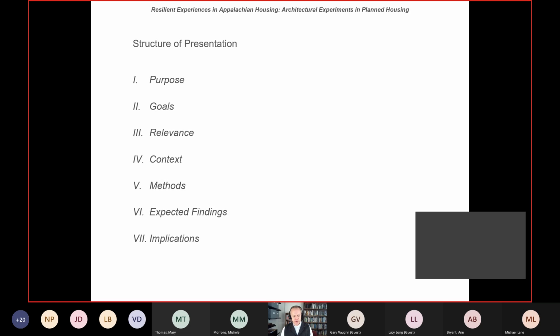So this is the structure of the presentation, and it's basically how to frame future work. I want to begin with the purpose and the goals of the work, and then situate within context and sort of explain its relevance. Why do we care? Talk about the methods I hope to use and the expected findings that I'll put into a future paper, and then discuss implications for future work.